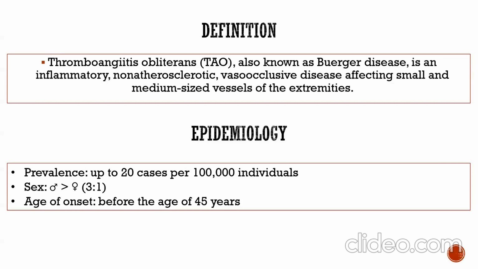What is the disease? The definition: thromboangiitis obliterans, also known as Buerger disease, is an inflammatory non-atherosclerotic vaso-occlusive disease affecting small and medium-sized vessels of the extremities. Epidemiology: prevalence up to 20 cases per 100,000 individuals; sex: more in men than women, 3 to 1; and age of onset before the age of 45 years.